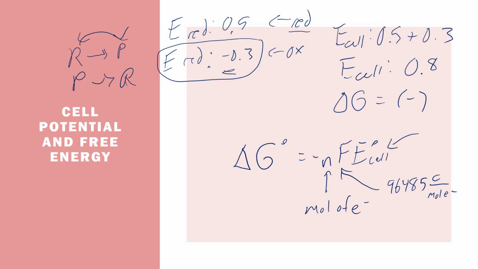So you can convert between cell potential and free energy using this equation, and notice that you have the negative sign here. So when you have a positive cell potential, you have a negative delta G. When you have a negative cell potential, you wind up with a positive delta G.